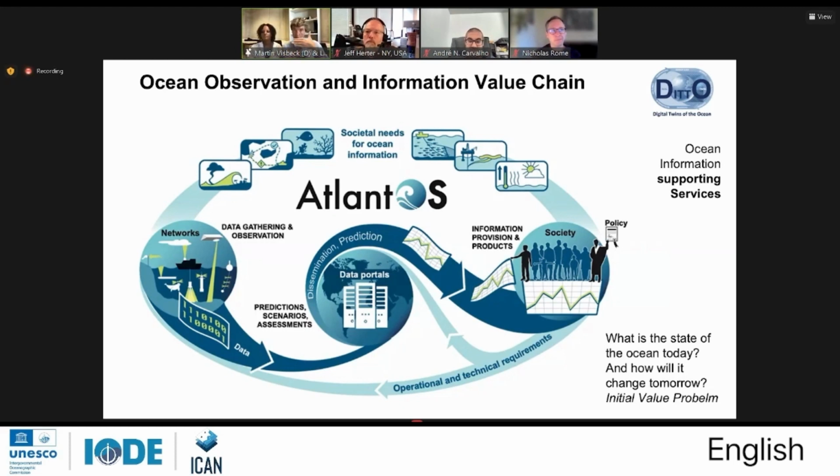But in ocean predictions, it's quite often looking at the nowcast and forecast. So the question you're trying to answer is, what is the state of the ocean today, and how will it change tomorrow? In mathematics, we call this an initial value problem. You have to have a good representation of the ocean today, and then you can use dynamics and system understanding to take this forward. Next slide.